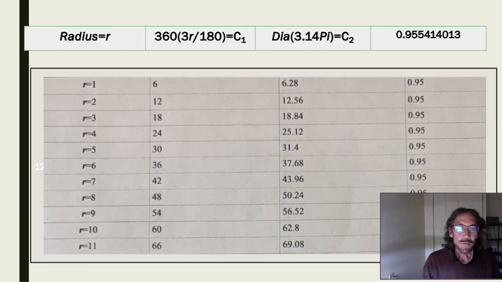This is a segment of one of the tables. This is actually table 1. You can see here radius 1, radius 2, radius 3, radius 4, and this column basically represents radius. When the radius is 1, using my equation, circumference is 6. And then here in the third column, the circumference using pi, C2, is 6.28. The proportional relationship between the two circumferences stands at 0.95.